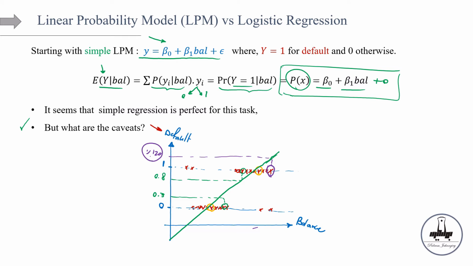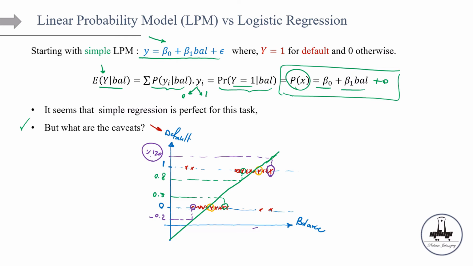And look at this one. For this observation, it's going to make a prediction of, let's say, minus 20%. This also doesn't make any sense, right? So this is the first caveat: the linear probability model is going to generate numbers greater than 1 or less than 0. It's not going to happen all the time, but it may generate those numbers, right?